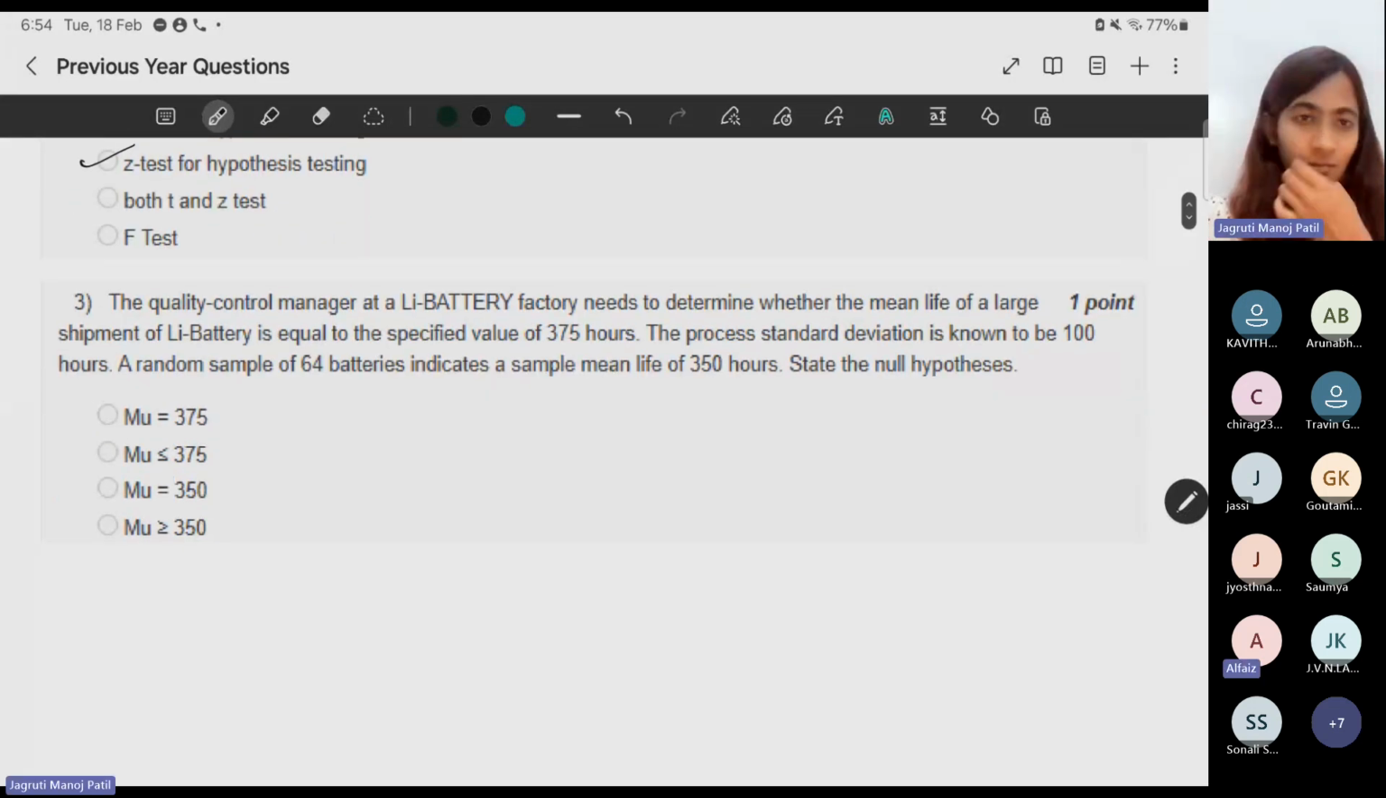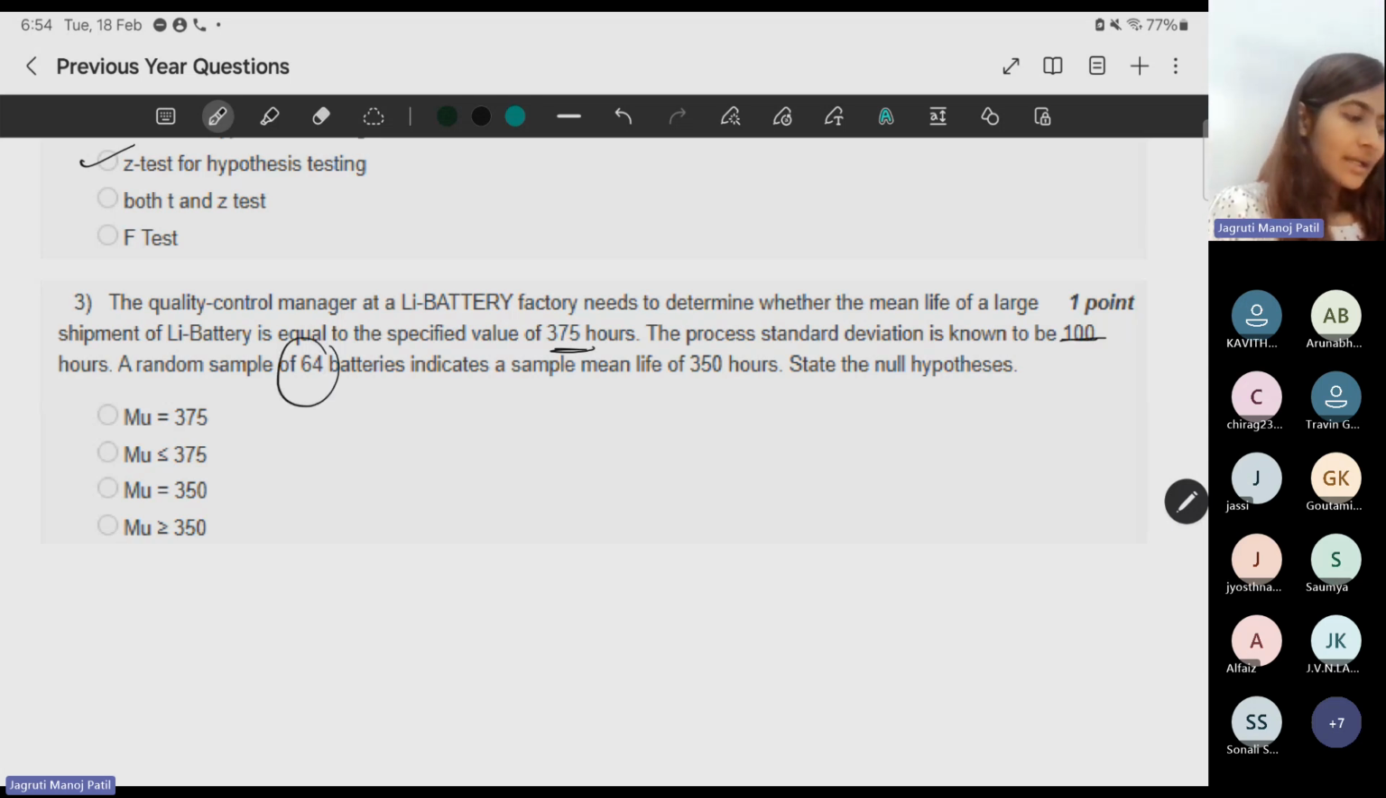Okay, so here is something that we need to compute. A quality control manager at the lithium battery factory needs to determine whether the mean life of a large shipment is equal to the specified 375 hours or not. The process standard deviation is known to be 100, and a random sample of 64 batteries indicates a sample mean life of 350 hours. So state the hypothesis. What hypothesis would it be?